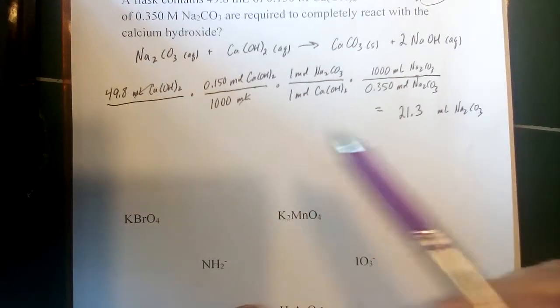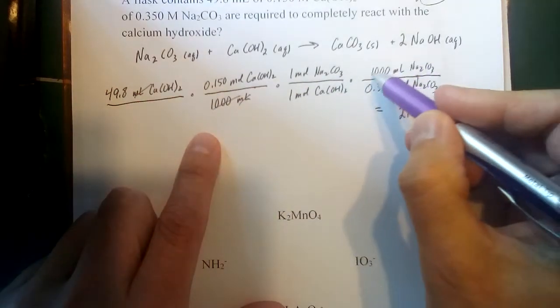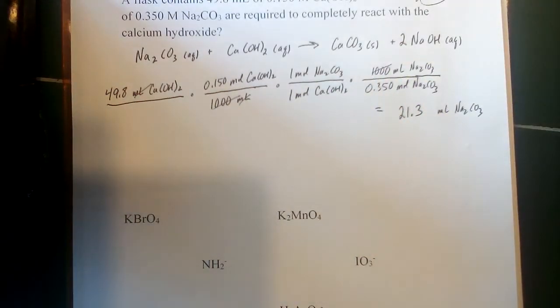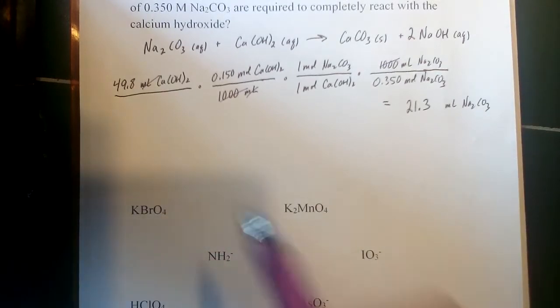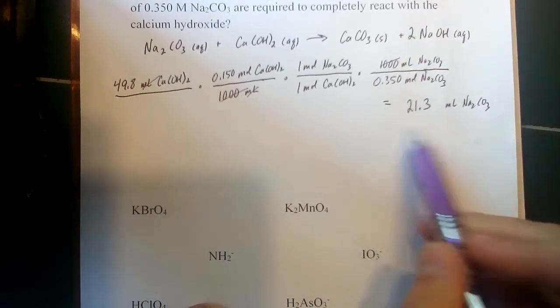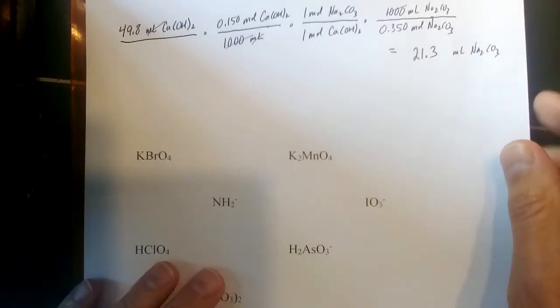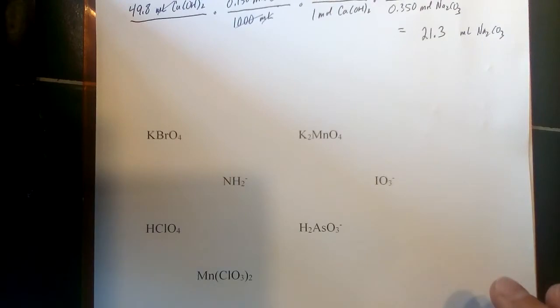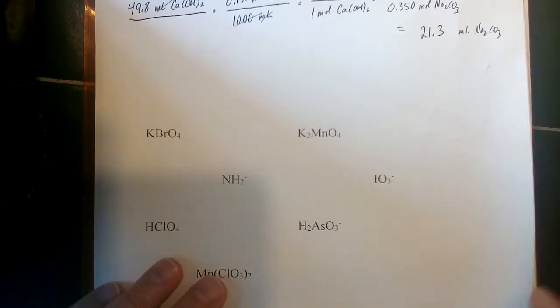So yeah, what I was saying is we divide by 1,000 here, we multiply by 1,000 there. Those could cancel out as well, right? But it doesn't change anything if you do punch them both in. Just make sure you don't punch one in and not the other. Okay, so it takes 21.3 milliliters of sodium carbonate in order to have enough to precipitate all of the calcium hydroxide solution, or react with the calcium hydroxide solution.